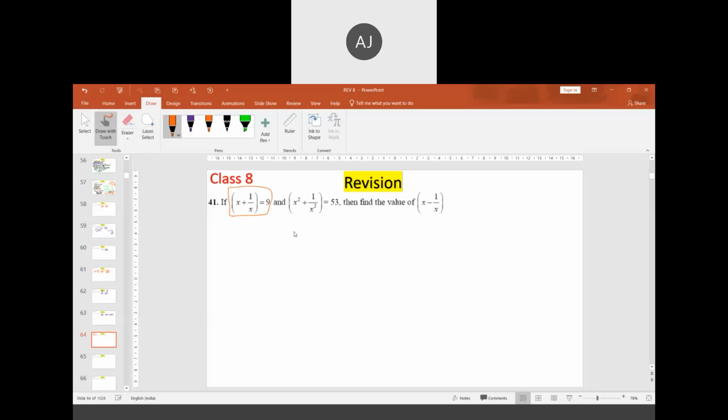Sir, when we square the first equation, we get x square plus 1 by x square equal to 79. But they have given the value 81 minus 2, 79. You can check one time: x plus 1 by x, squared on both sides, gives x square plus 1 by x square plus 2 is equal to 81. Correct, what you are saying is correct. 79 should have been there, but they have given this as a question.